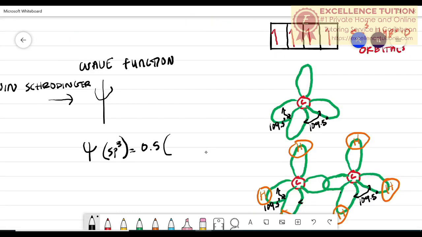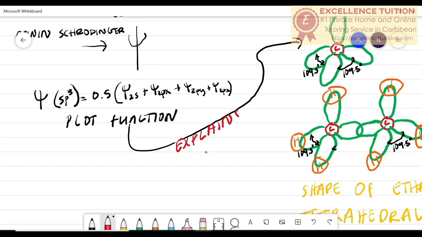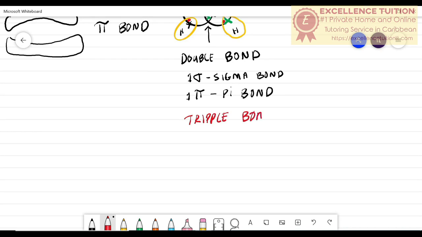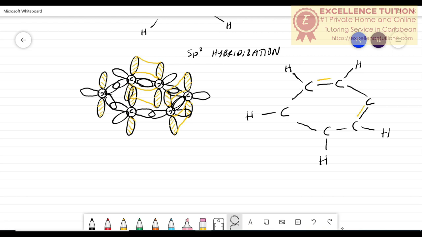The plotting wave function like this. So this is the 2s, the function for the 2s, plus the function for the 2px, right? Explains that shape that we see, right? Right. So this is called a pi bond. A triple bond will consist of one sigma bond and two pi bonds, which is this overlap above and below the internuclear axis. And that's how we get the alternating double bonds.